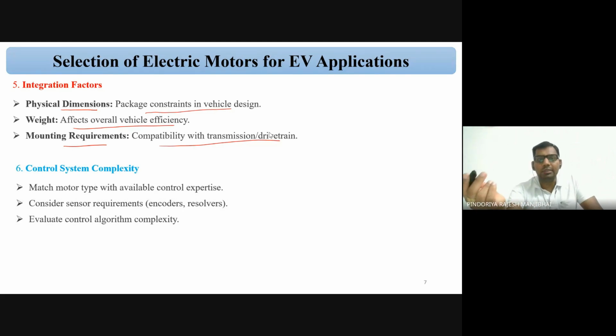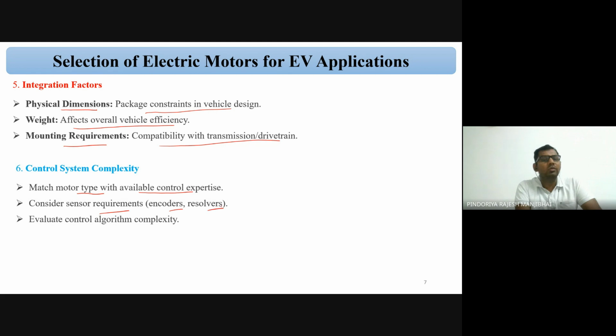Control system complexity. Match the motor type with the available control expertise. We have to choose the control algorithm, the control system that is available in the market, correct? It is not only like that. We can propose a new control algorithm, then test it in our vehicle. Correct? So propose an algorithm based on your R&D work. It is not commercial. Correct? Consider the sensor requirement.